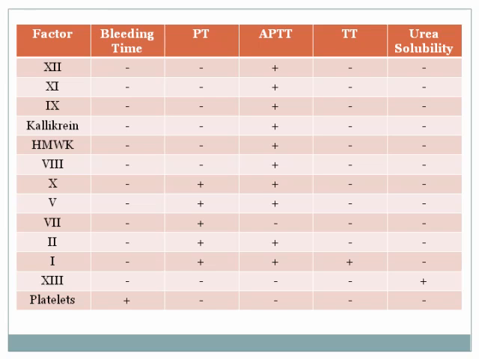Our next test, PT, we're going to talk more about in depth, but PT is going to test those factors that are listed as positive. As you can see here, APTT tests those factors that are positive. TT is only going to test fibrinogen, or what's known as factor 1. And then urea solubility is only going to test factor 13.